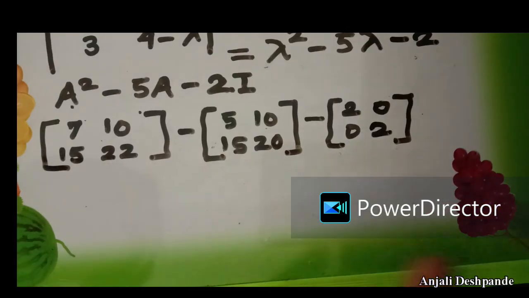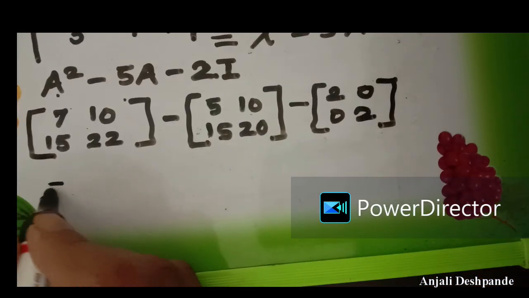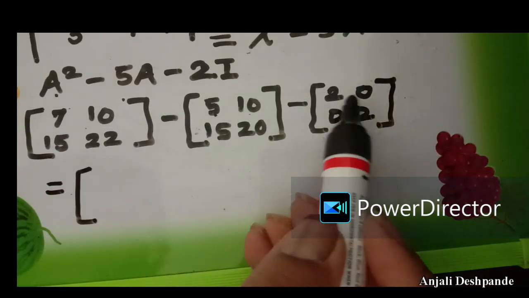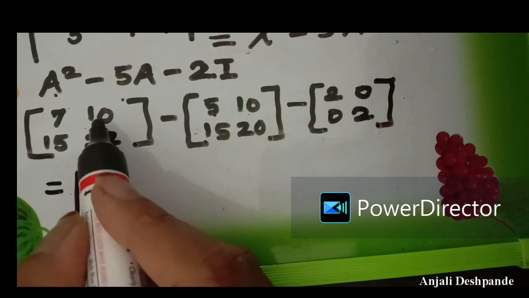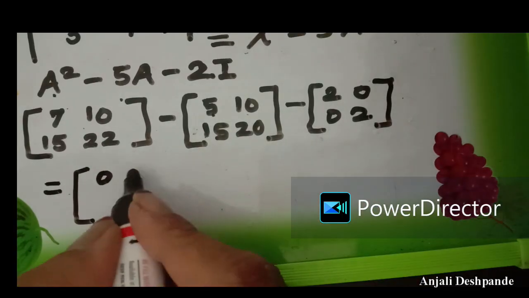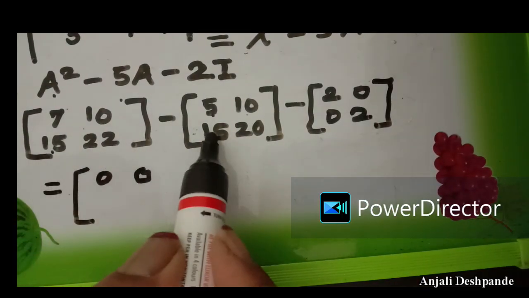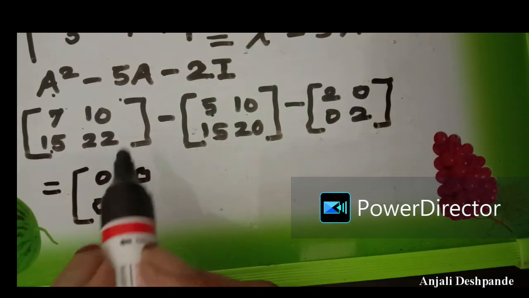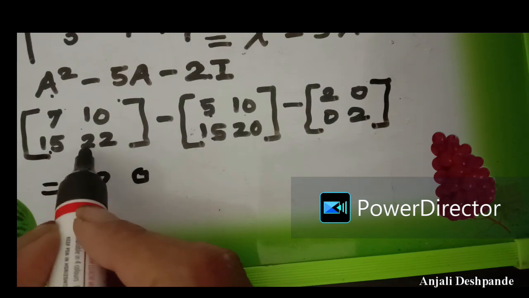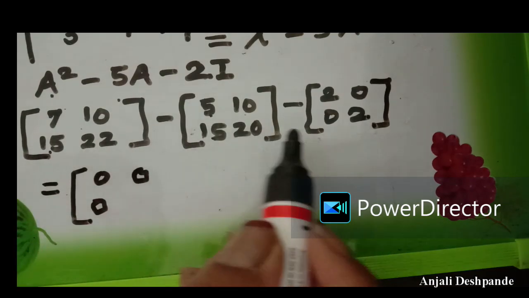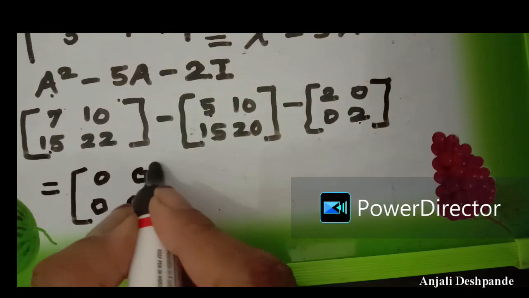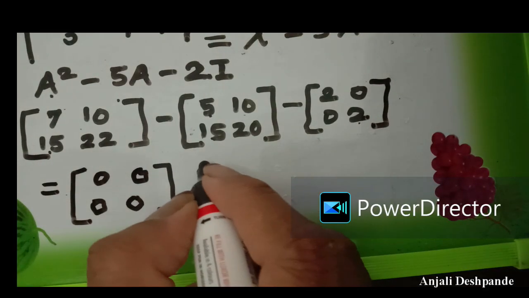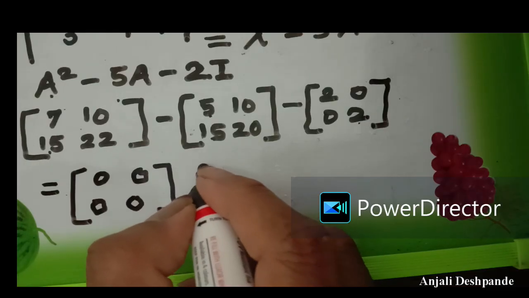And now once again we are going to do matrix addition and subtraction. So 7 minus 5 is 2, minus 2 is 0. Now 10 minus 10 minus 0, again 0. Now 15 minus 15 minus 0, that is again 0. Now over here we are seeing 22 minus 20, that is 2, and 2 minus 2 again 0. So in short we are getting a 0 matrix.